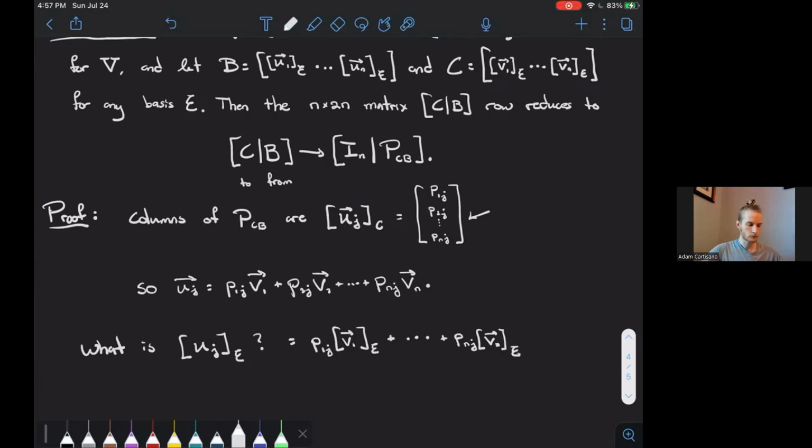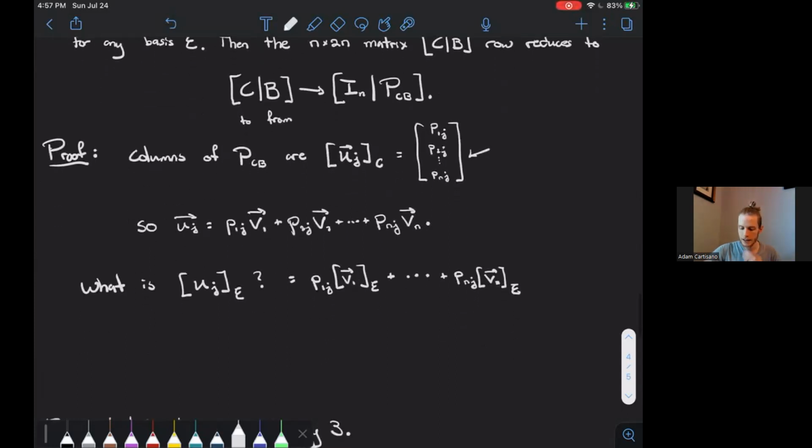But that is just, I don't know if I can squeeze it here. I'll squeeze it and then I'll write it correctly. It's v1 written with respect to E, dot dot dot, vn written with respect to E.